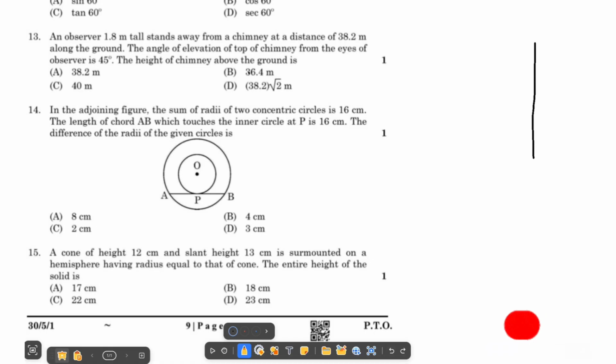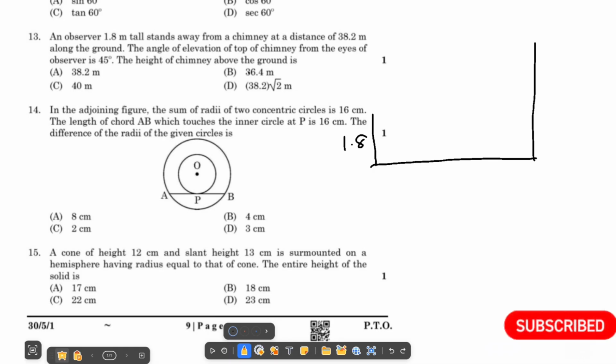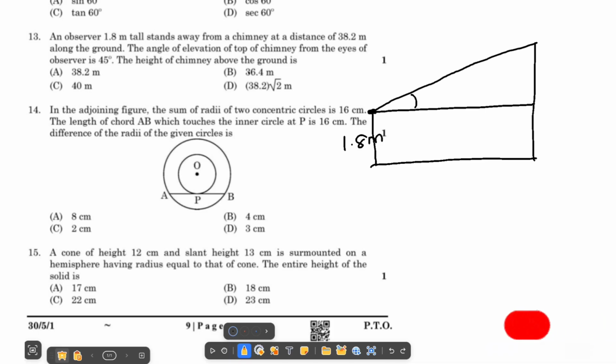So this is a chimney and the observer is here. The observer height is given as 1.8 meters. Let us draw the horizontal line from the eyes of the observer. From the eyes of the observer, the angle to the top of the chimney is 45 degrees.